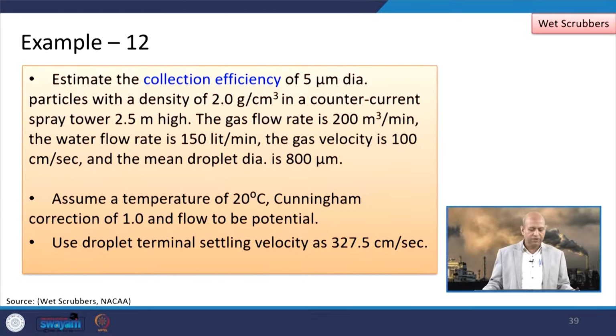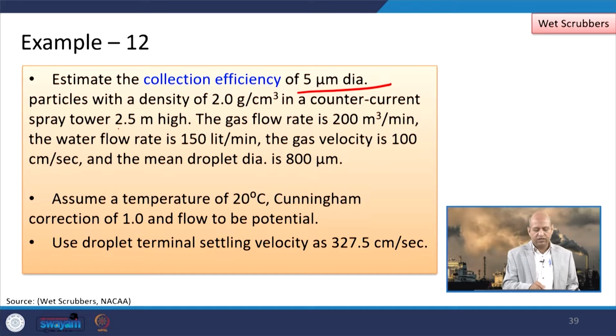The next example is how to calculate the collection efficiency for a 5 micrometer diameter particle with a density of 2 gram per cubic centimeter in a counter current spray tower. We have used spray towers for removing gases and also for particles. Here we are removing the particulate matter, that is why this diameter is given.